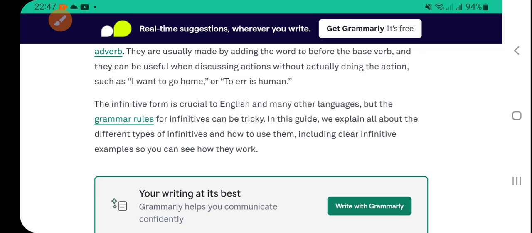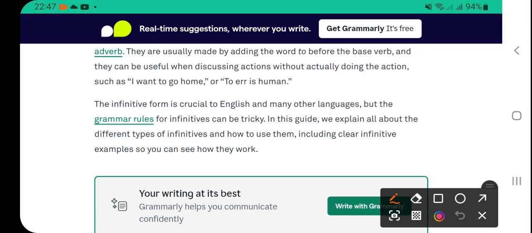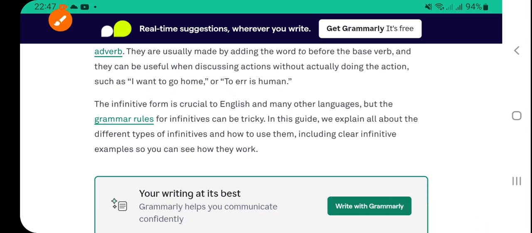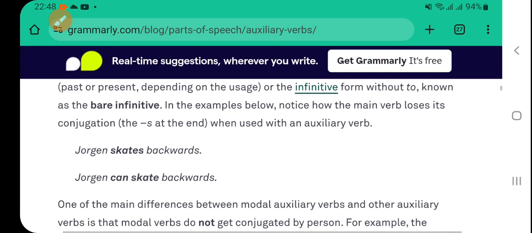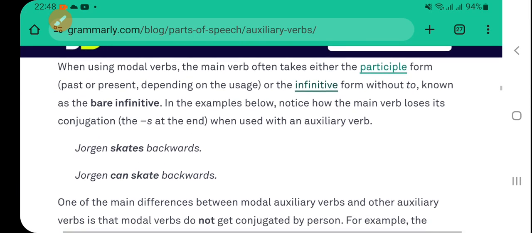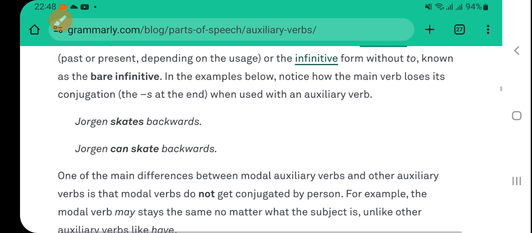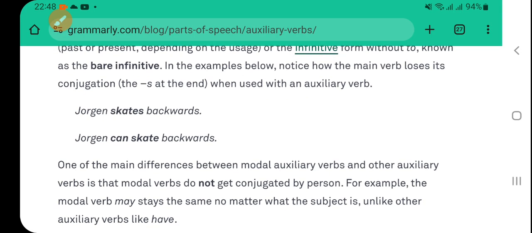Actually doing the action: I want to go, right? So that's I want to go. To err, to go, this way. Okay, so this is called the infinitive. Now, infinitive and participle, right? The form without to is known as the bare infinitive.